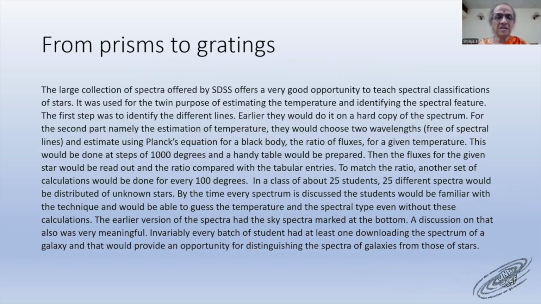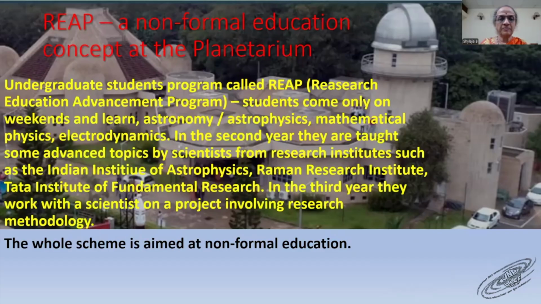This is the abstract itself, so it is available, so I don't need to read out the whole thing. Effectively, what I'm trying to say is how I use the SDSS vast collection of spectra as a tool for teaching spectral classification of stars. It served the twin purposes of estimating the temperature and identifying the spectral features. How exactly I proceeded with this scheme, I'm going to explain in detail in the next slides.